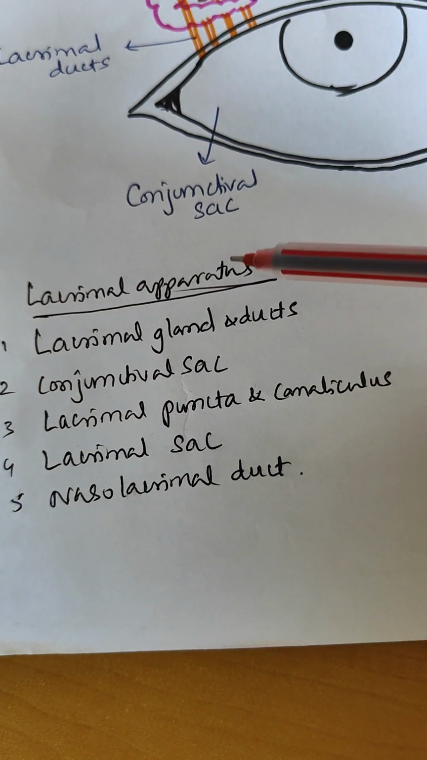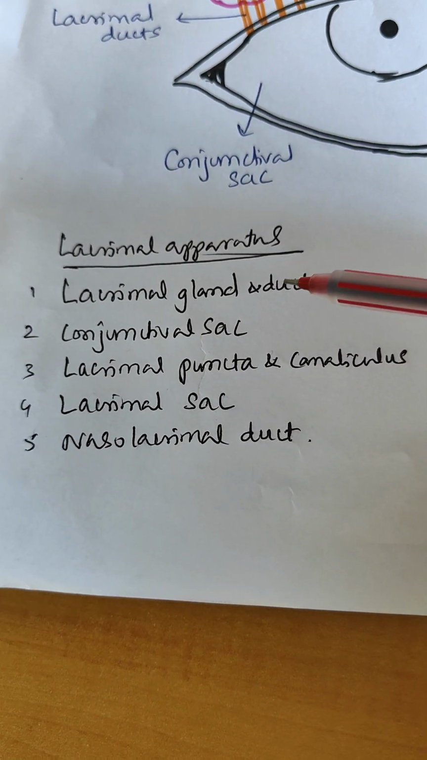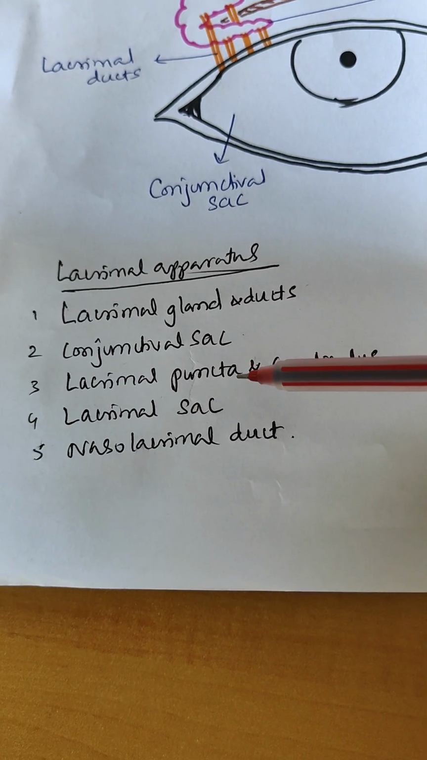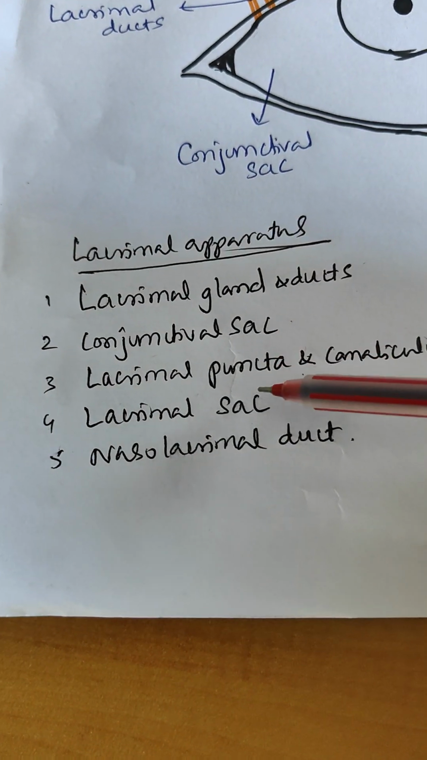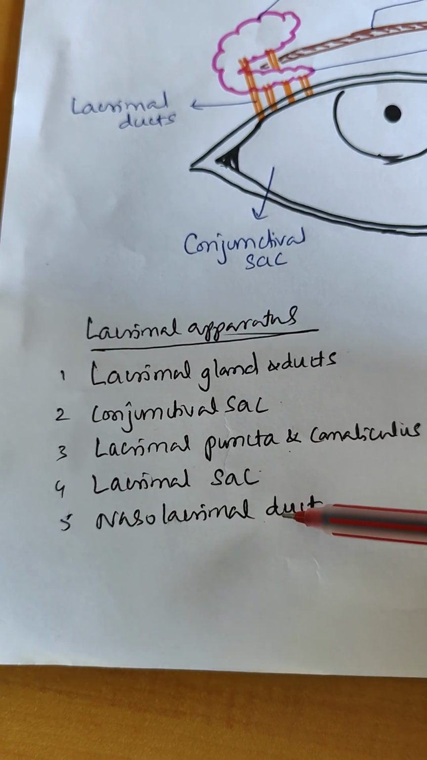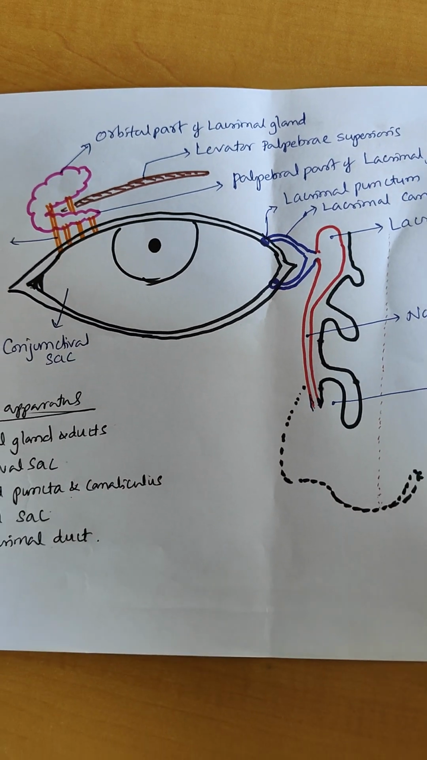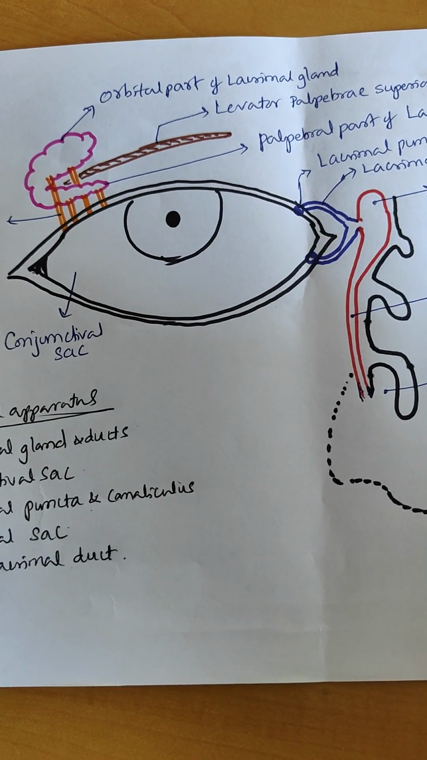The first is the lacrimal gland and its duct system. Second is the conjunctival sac. Third is the lacrimal puncta and lacrimal canaliculus. Fourth is the lacrimal sac. And fifth is the nasolacrimal duct. So let us see one by one. This is a picture showing the lacrimal apparatus as a whole. Very important 5-marker question it is.